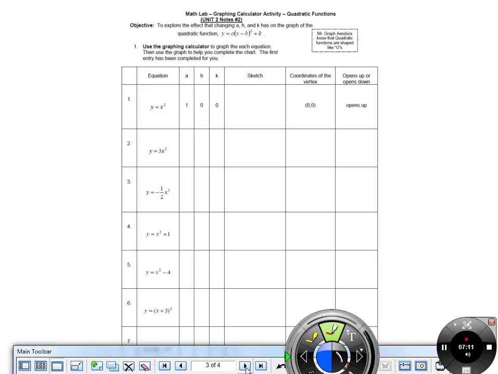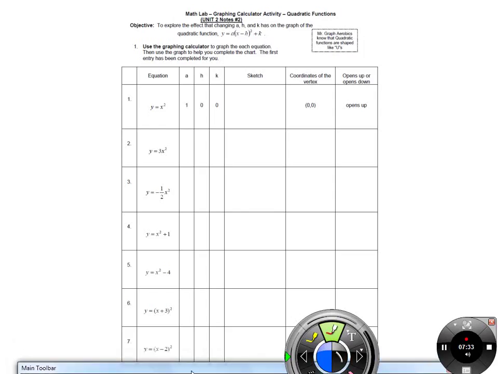Then your back page has this chart, okay? So if you printed your own note guide, this is on the next page, the third page. All right, so very much like we did with absolute value, this should seem familiar. We already did something like this, right? But we did it with absolute value graphs and not with quadratic graphs. So what you're going to do is you're going to graph these 7 different equations. And then for each of these equations, you're going to say what the A, the H, and the K value are. Keep in mind that this is on your paper up at the top.